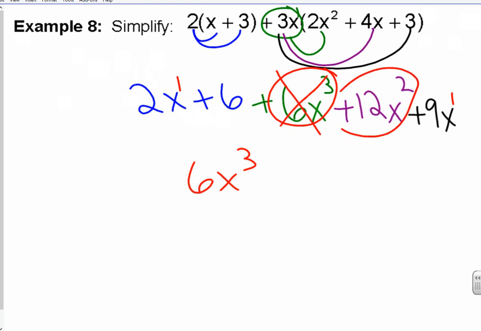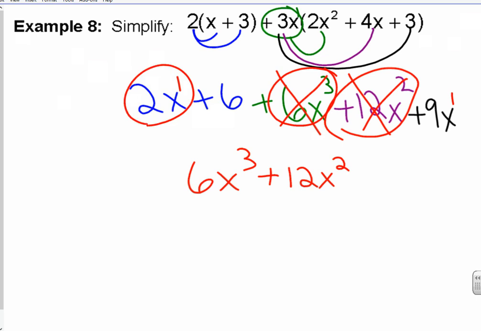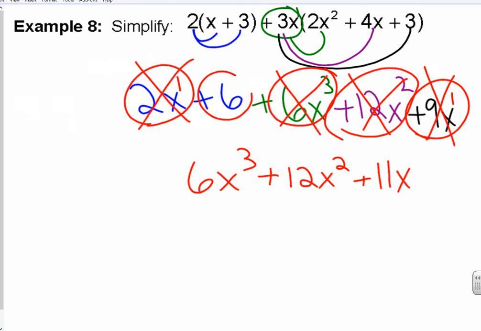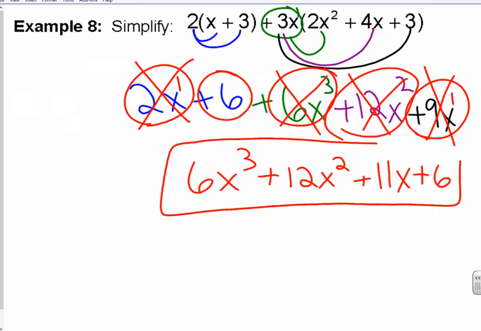Next highest exponent, check for like terms, put it in the answer. Next highest exponent, check for like terms. 2 plus 9 gives us 11x. And our constant by itself goes straight to the answer. Here you have it, final answer in standard form for example 8.